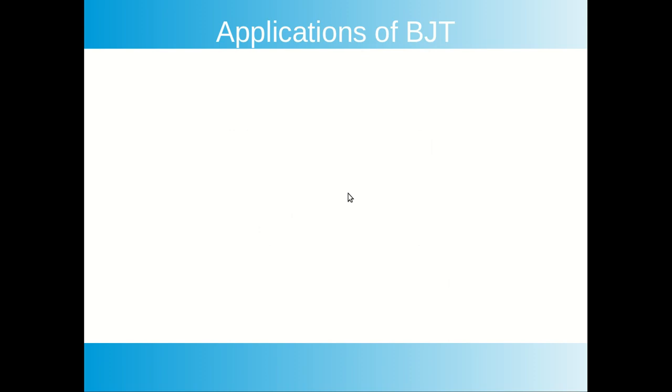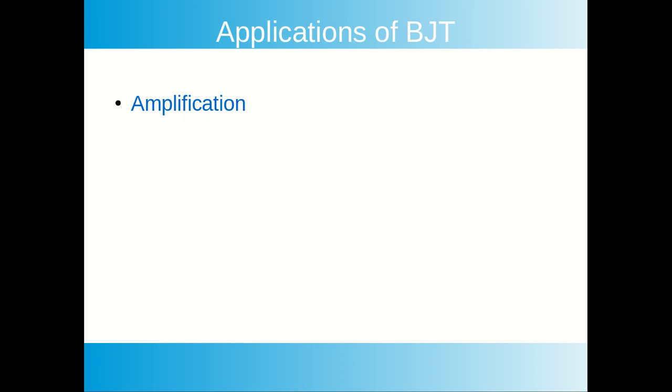So now if we look at the applications of BJT, there are 2 important applications. The first one is the amplification application. The second one is the switching application. If we recall, in our module 2 I told you the transistor's basic applications are 2. One is amplification, another one is switching.